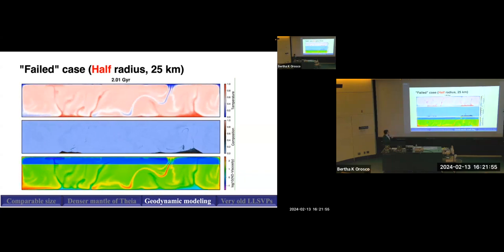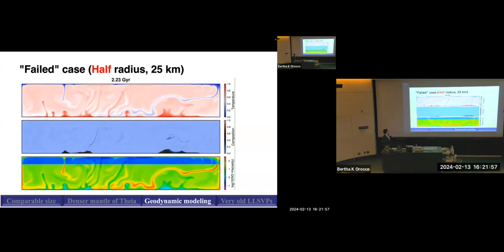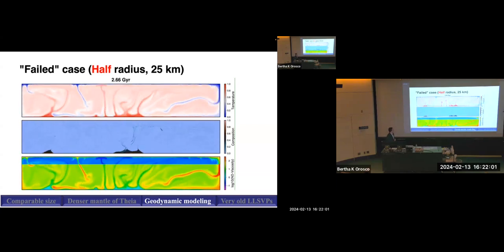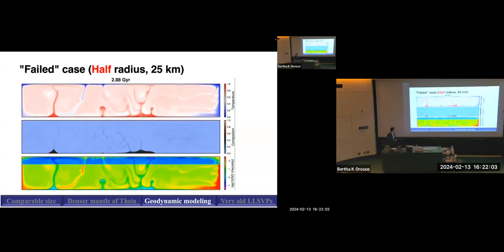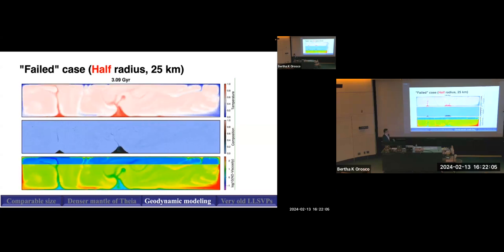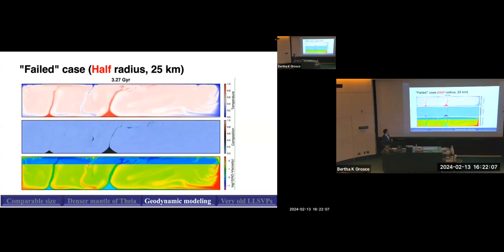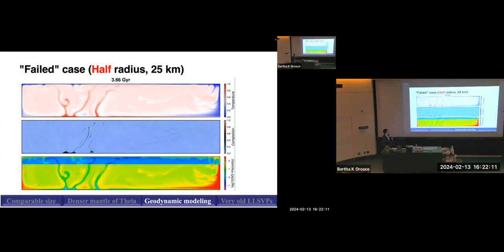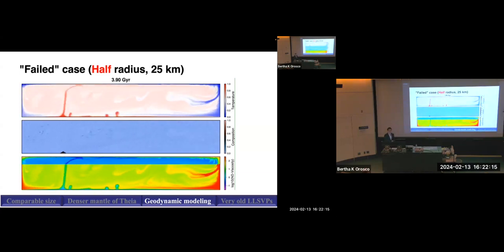And after about 2 million years or so, you can see the volume of this blob reduced a lot. And after 3 billion years or so, you can see it becoming less and less because of entrainment with the Earth's mantle. And after 4 billion years or so, you don't see this large blob in the Earth's mantle.